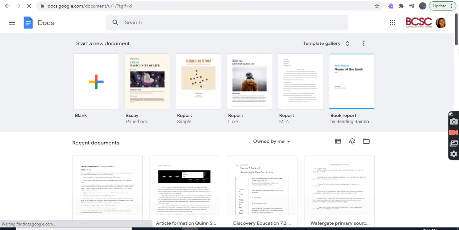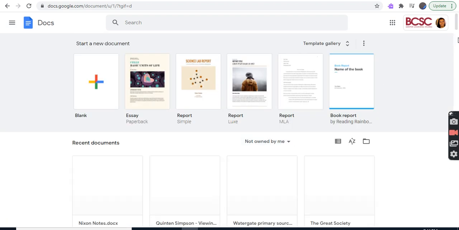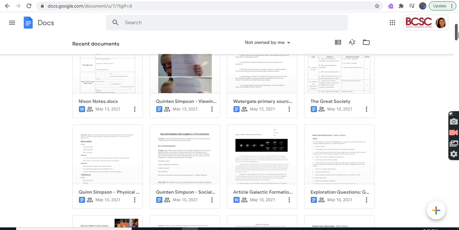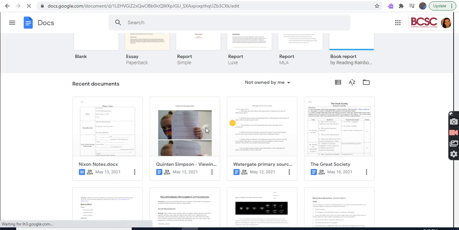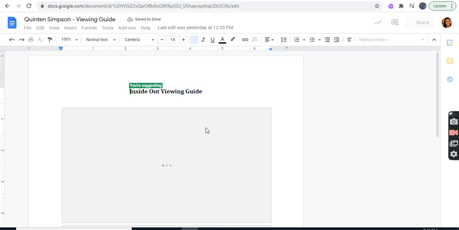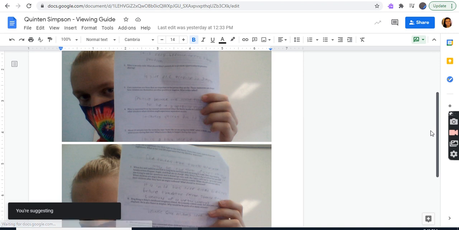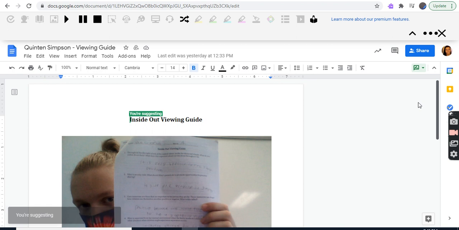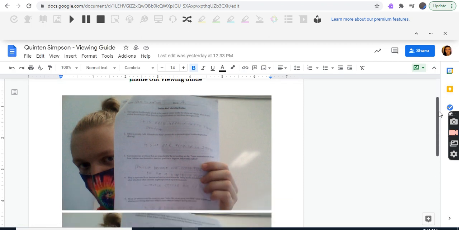All right, so I was looking at something, one of my old assignments, which was not made by me. So I will try to read that. I am going to click on this, the Inside Out viewing guide, it looks like. I am not going to do all of it, because you can read some of it if you want to.